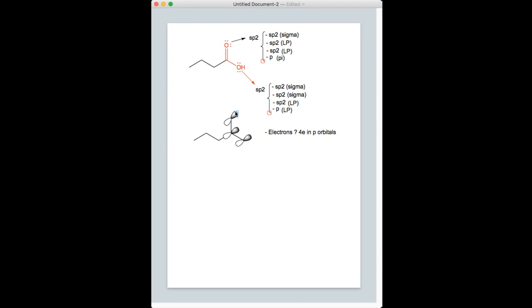Is that clear now? Everybody, 4 electrons. Very important. Okay.